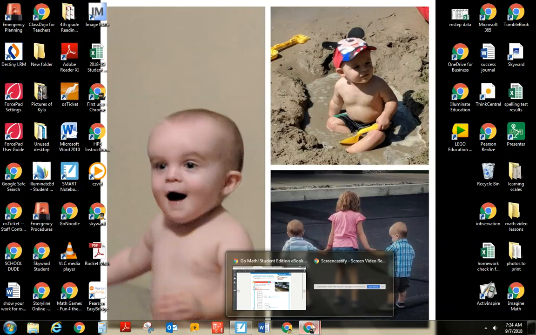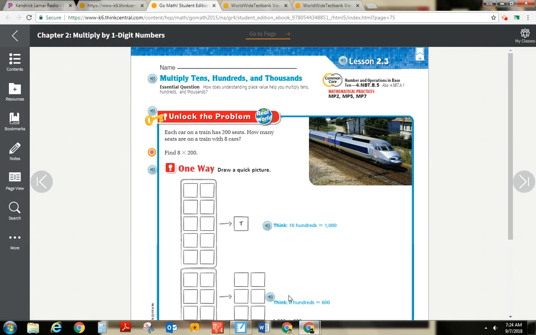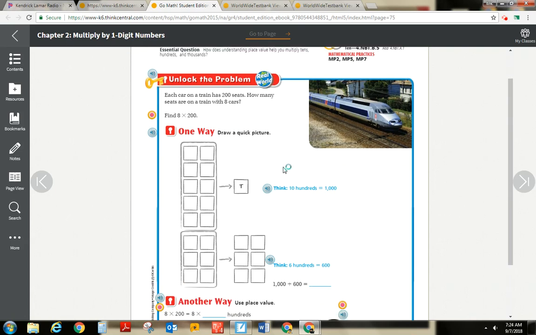Mr. Grable here, and we are going to be going over 4th grade Go Math lesson 2.3, and we're going to be really focusing on multiplying tens, hundreds, and thousands. So in today's lesson, you're going to see a lot of zeros, and we're going to continue to build off of our basic multiplication facts. Like I've been telling you, continue to practice those basic multiplication facts. It's really important all the way through high school and college.